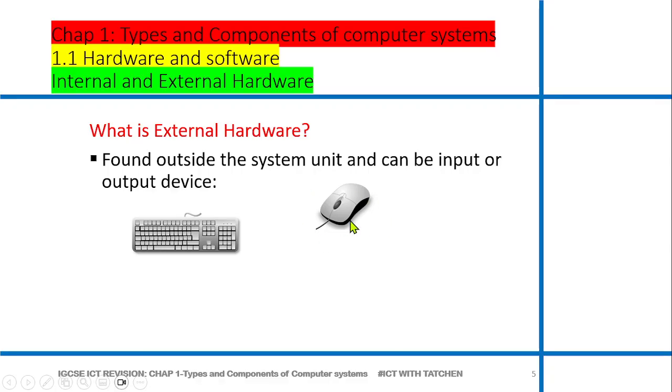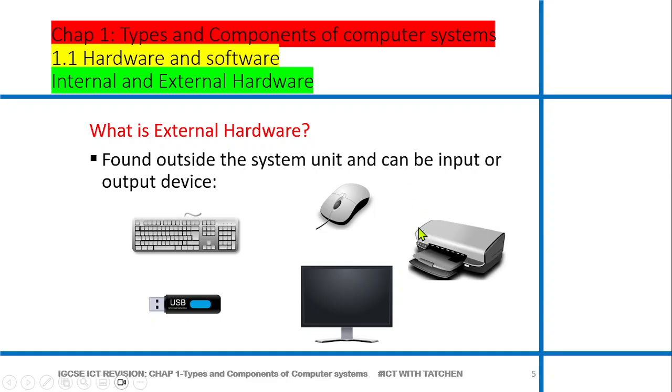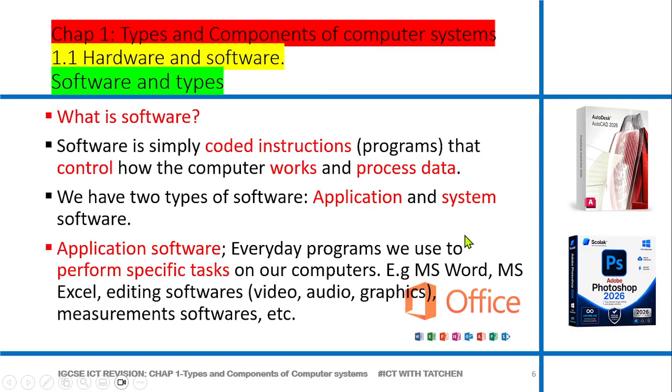you need a mouse. We have a monitor. I talked about this, or some people call it screen. That's an external hardware, and then we have a USB. This is actually a storage device, but it's an external storage device for a computer, which makes it an external hardware. And then we have printers. It could be different types of printers, which we've looked into, but it's an external hardware.